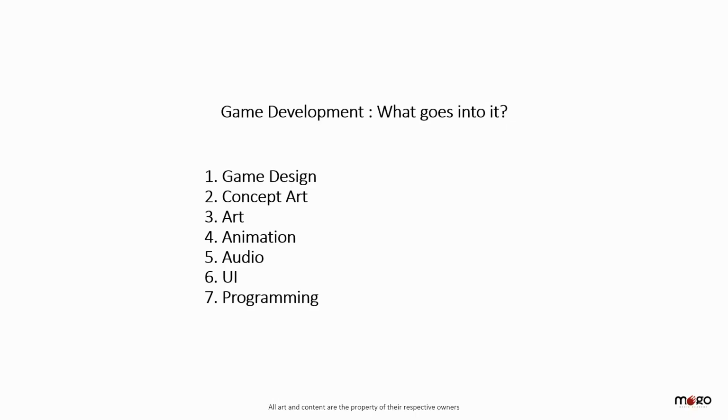So that's concept art. And once concept art is made, you have actual 3D models, or artists making the actual model. That is where you have art. And then once these models are made, somebody needs to animate them. That's animation. You have audio in games. Do you know what UI is?